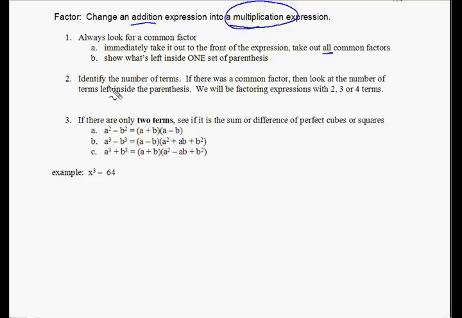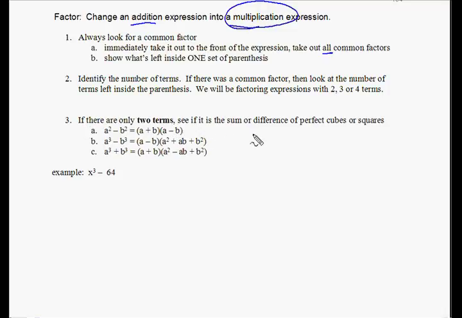Our second step will be to identify the number of terms, but do note that you have to take out the common factor from each term, so you already have to know how many terms there are. But we're going to do this to identify if what we're looking at in the expression has 2, 3, or 4 terms. Let's look at an example if there are only 2 terms.